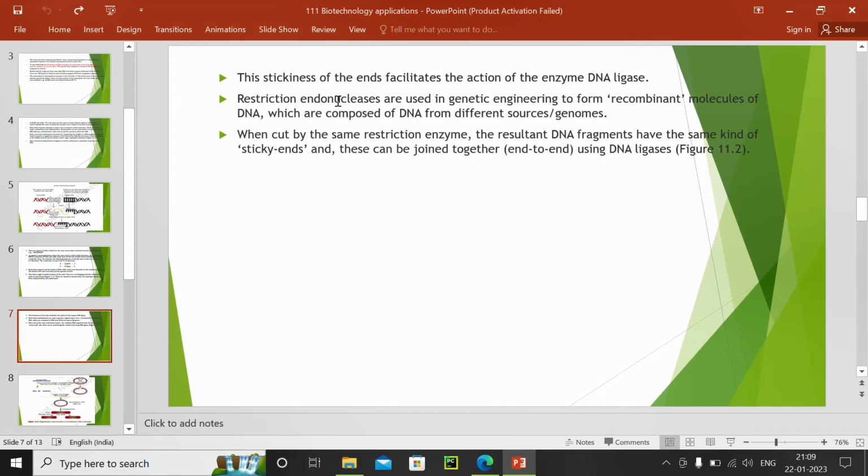This stickiness of the ends facilitates the action of the enzyme DNA ligase. Restriction endonucleases are used in genetic engineering to form recombinant molecules of DNA, which are composed of DNA from different sources or genomes.